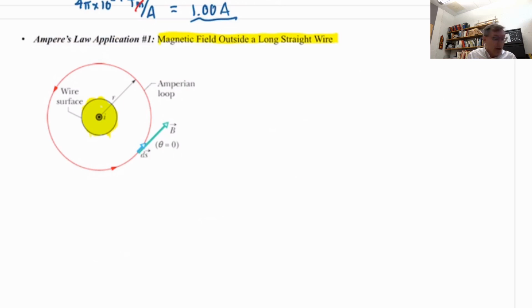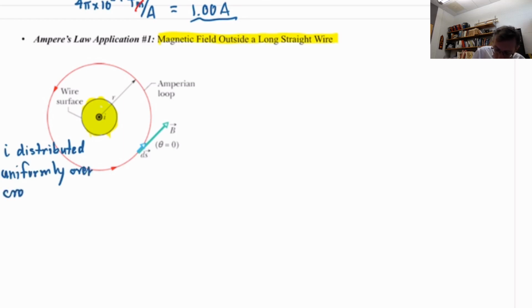Okay. And the current I is distributed through a cross-section like that I just shaded in, and it's distributed uniformly over this cross-section. Okay? And the question is, what is the magnetic field produced at an outside point, like right there? That's some distance r from the center.